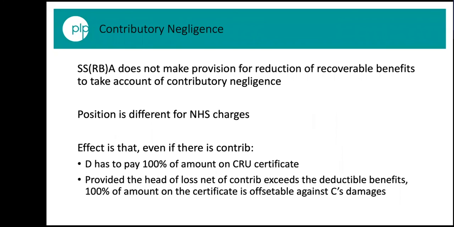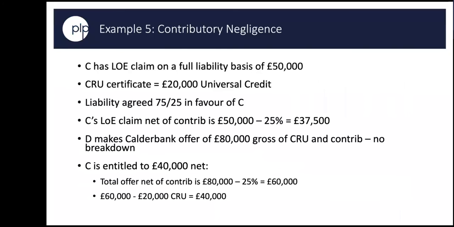So dealing with contributory negligence, the Act, which we've looked at already, doesn't make any provision for reduction of recoverable benefits to take account of contributory negligence. The position is different for NHS charges, but we don't have time to go into that within the scope of today's talk. But the effect is that even if there is contributory negligence, the defendant has to pay 100% of the amount on the certificate, subject to the rules we've looked at. And provided the head of loss net of contrib exceeds the deductible benefits, 100% of the amount on the certificate is offsettable against the claimant's damages. So I just want to look at a couple of examples illustrating that point.